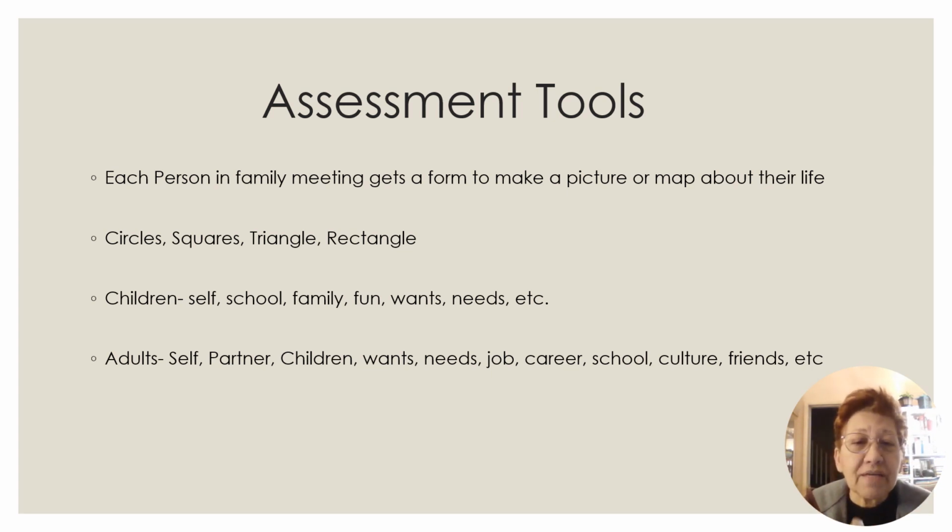Children can talk about self, the school, the family, the fun, the wants, the needs. The adults can talk about the self, the partner, the children, the wants, the needs, the job, the career, the school, the culture, the friends, etc. Whatever else they want to put in. They can make a square, triangle, rectangle, whatever they want to do, knock themselves out. Just make it like a fun tool.